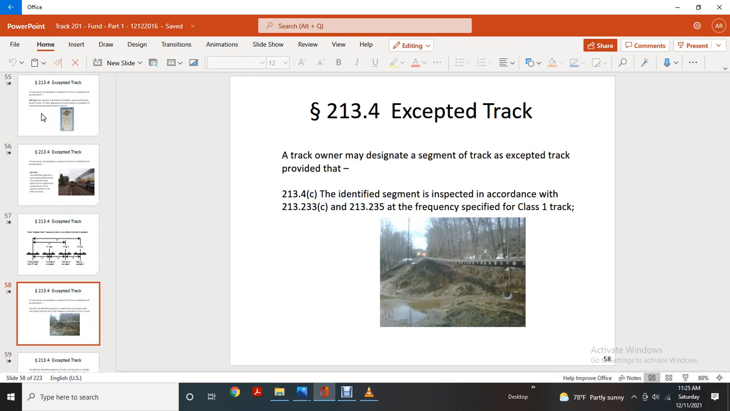213.4 excepted track, with the track owner designated with the segment of the track excepted with the track, the 213.4c, with identified with the segment inspected with 213.33c and 213.235 at frequently specified for class 1 track.